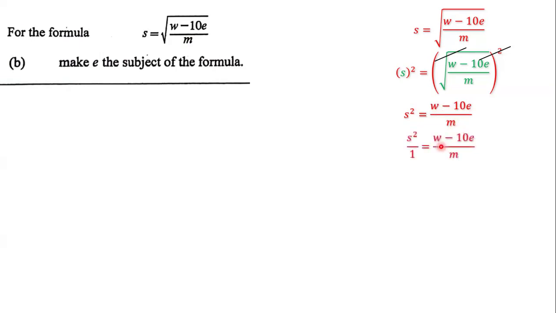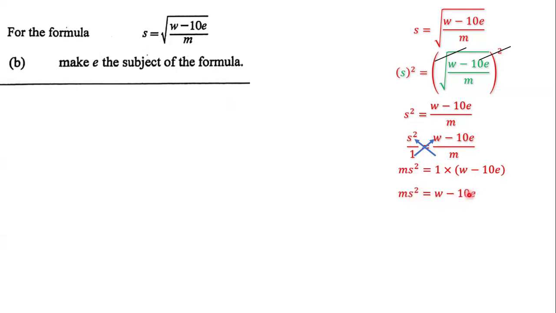Next, what we're going to do is take S squared and put it over 1 so that we can cross multiply. So this multiplies with this. So M multiplies with S squared, and 1 multiplies with this quantity. So what is M times S squared? Well, M times S squared is MS squared, and 1 times (W minus 10E) is simply W minus 10E. And so what we have is M times S squared is equal to W minus 10E.